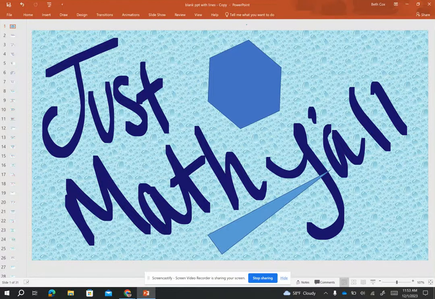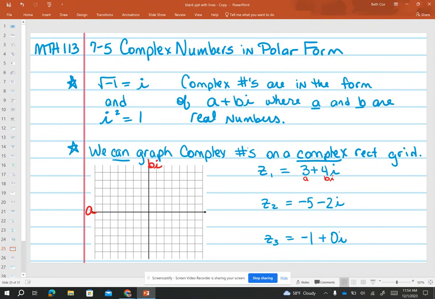We are in pre-calculus trigonometry. We are going to go over complex numbers in polar form. This is 7-5. Here we go. Complex numbers in polar form.